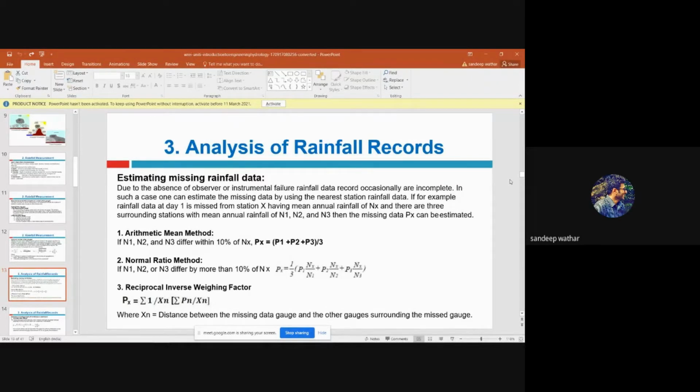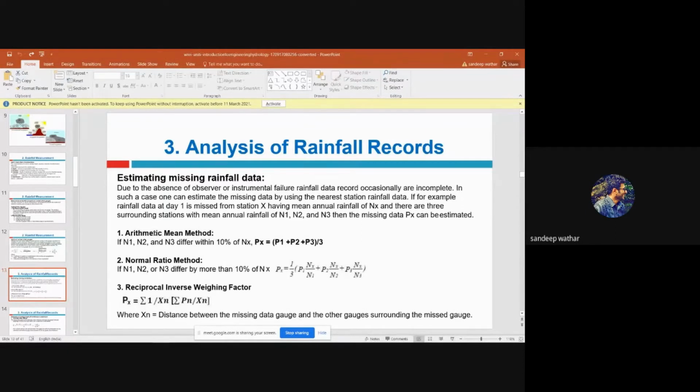Now see here, I'll just show you some of the brief methods. As you can see in the slide, this is the analysis of rainfall records. Before you try to interpret or present the rainfall values, we first have to check the rainfall records, whether the recorded data is consistent or not.